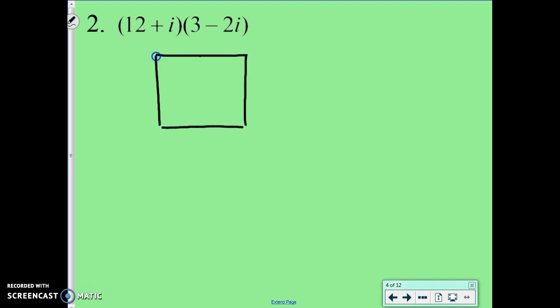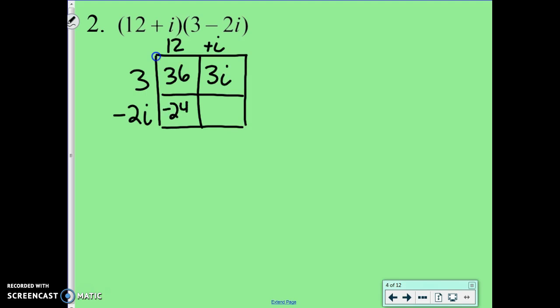All right, so I draw my Punnett square. 12 plus i, 3 minus 2i, and I begin my multiplication process. 3 times 12 is 36. 3 times i is 3i. -2 times 12 is -24. Bring over the i. And here we get -2 times 1 is -2. i times i is i squared.